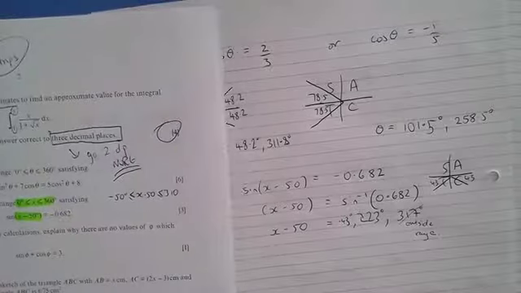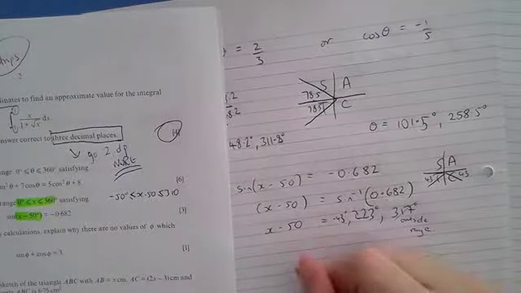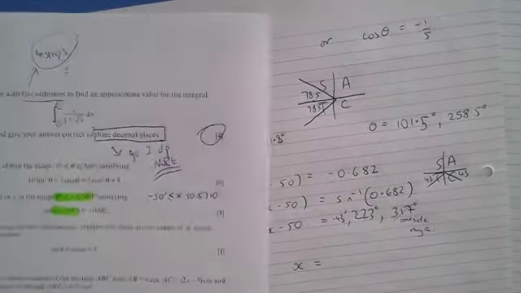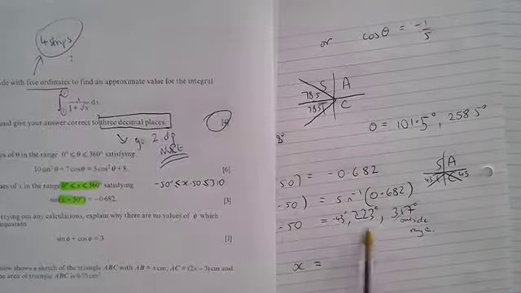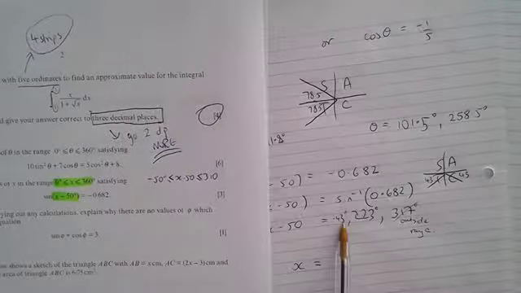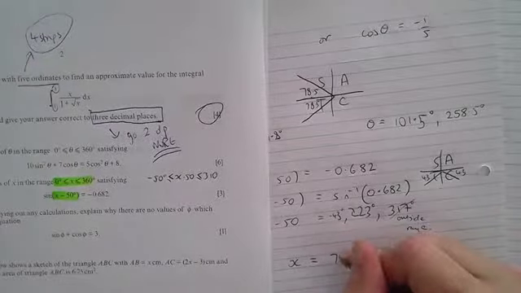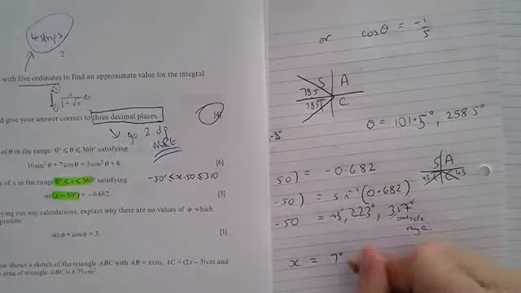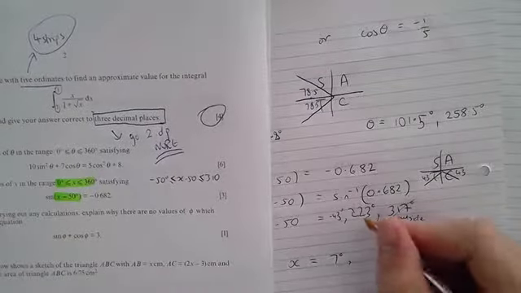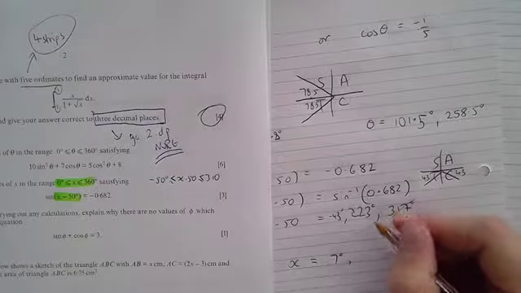Okay? So then, how am I going to just go and find out what x is? You just add 50 to each of those answers. So minus 43, add 50, 7 degrees, comma, and then 223 add 50 is 273.